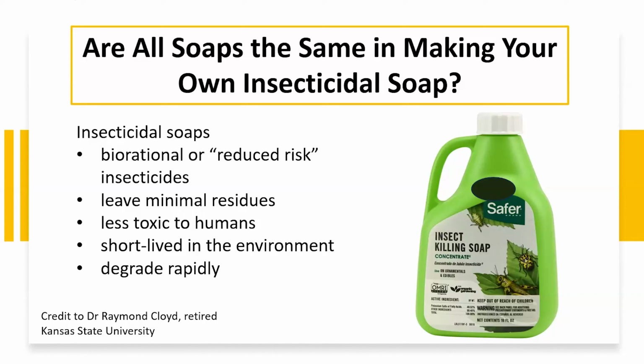An insecticidal soap is really something that is biorational, which essentially means it's a reduced risk type of insecticide. It will leave minimal residue on the plant and on the ground. It is also less toxic to us as humans. It is very short-lived in the environment, and it does degrade very rapidly. So you need to be aware of these things when you're using insecticidal soap, which means you probably have to use them more frequently than you would if you were using a regular insecticide.